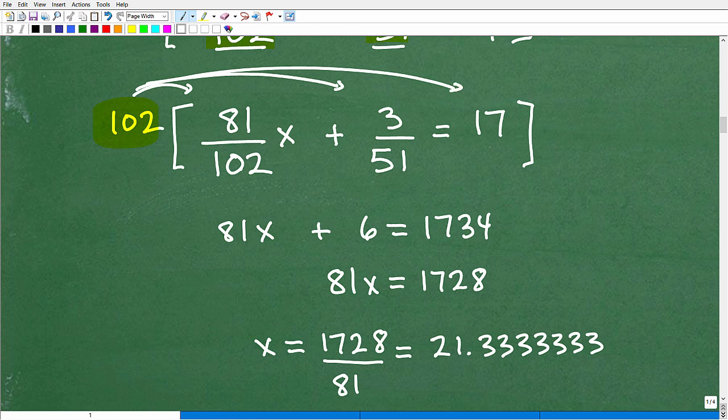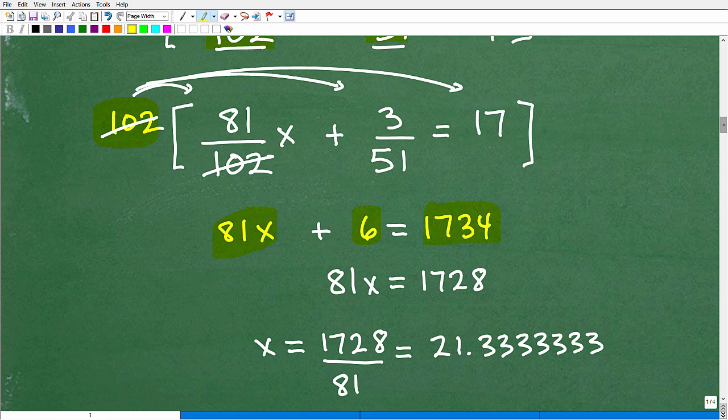So 102 times 81 over 102x, because the 102's cross cancel, and I'm left with 81x. And then 102 times 3 over 51. 51 goes into 102 two times. So 2 times 3 is 6. Okay, just follow my work here. So we did that. And then 102 times 17 is 1734.